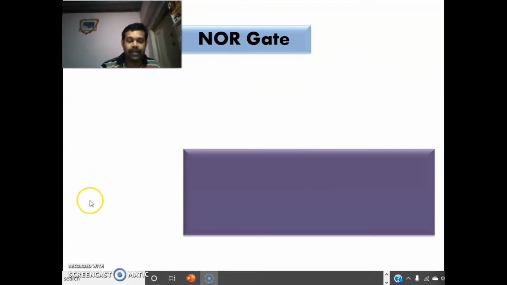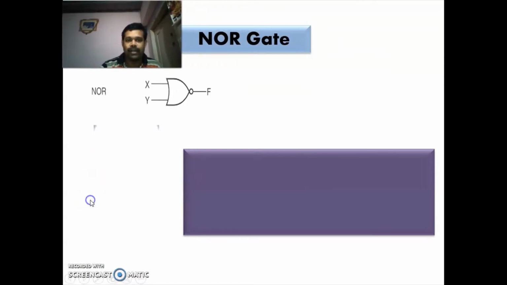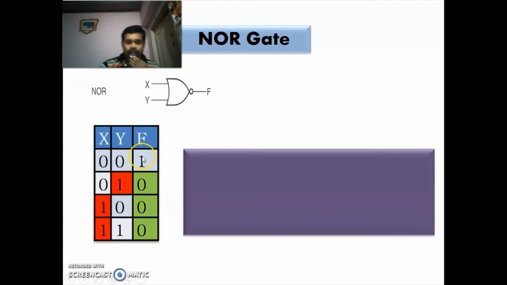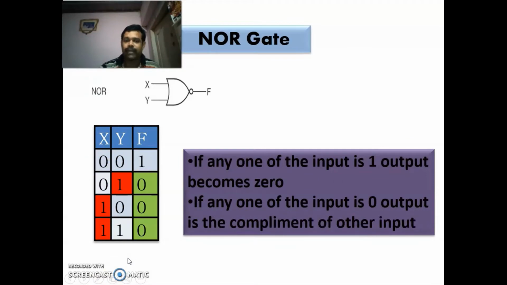Next, we are going for the NOR gate. This is the truth table of the NOR gate. From this truth table, we understand that in a NOR gate, if any one input is 1, then the output is 0, and the output is 1 only if both the inputs are 0. The first point is if any one of the inputs is 1, the output is 0.